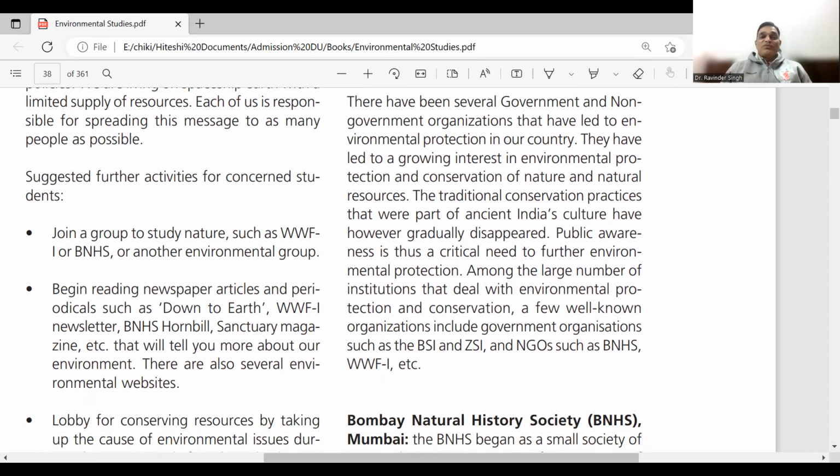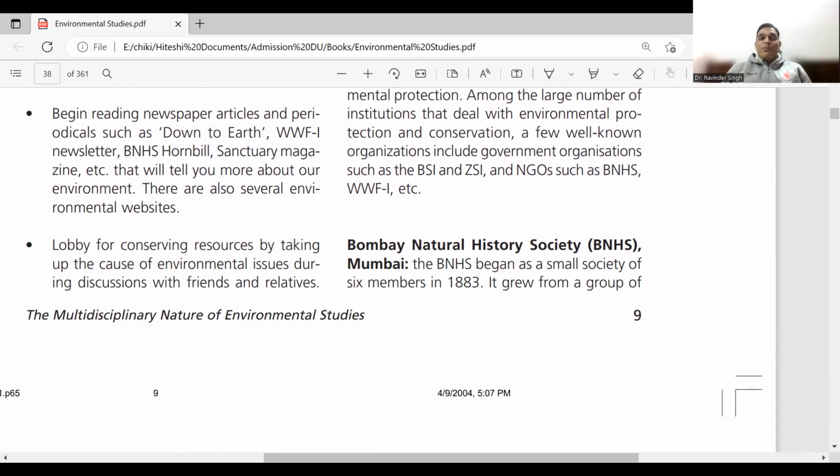Among the large number of institutions that deal with environmental protection and conservation, a few well-known organizations include government organizations such as the BSI and ZSI, and NGOs such as BNHS, WWF-I, etc. Next heading is Bombay Natural History Society, BNHS, Mumbai.